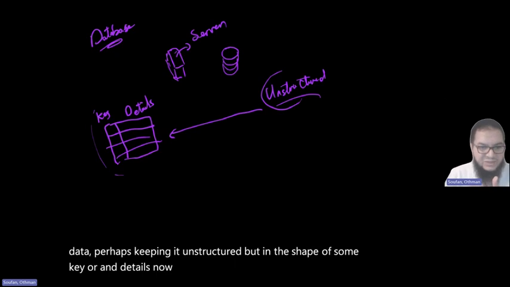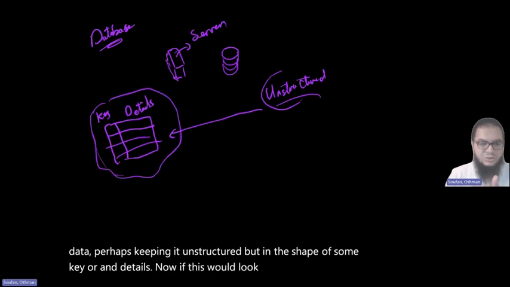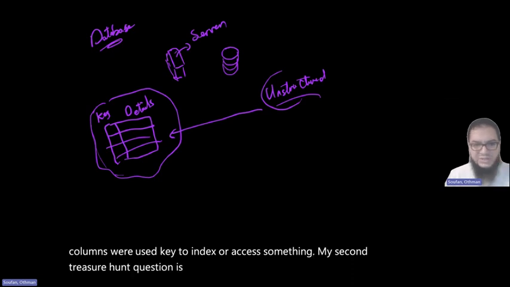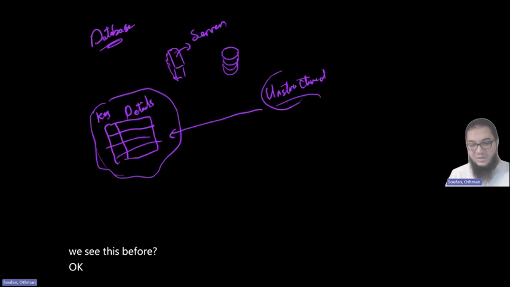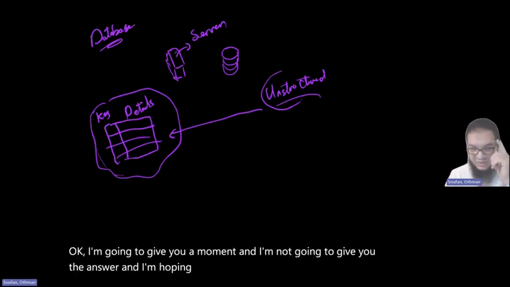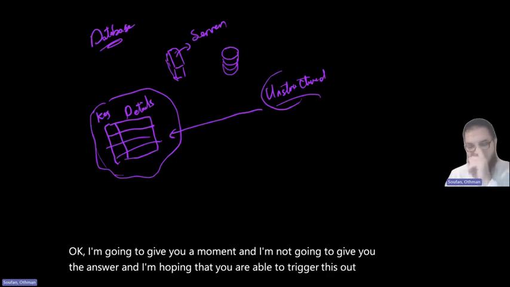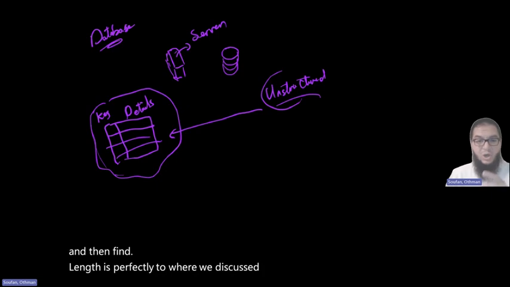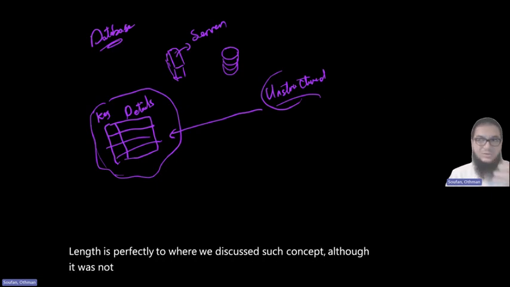Now, if this looks similar to you as two columns where you use a key to index or access something, my second treasure hunt question is: where did we see this before? Where did we see this before? Okay, I'm going to give you a moment, and I'm not going to give you the answer. I'm hoping that you are able to trigger this and link it to where we discussed such a concept. Although it was for data storage, but not database.